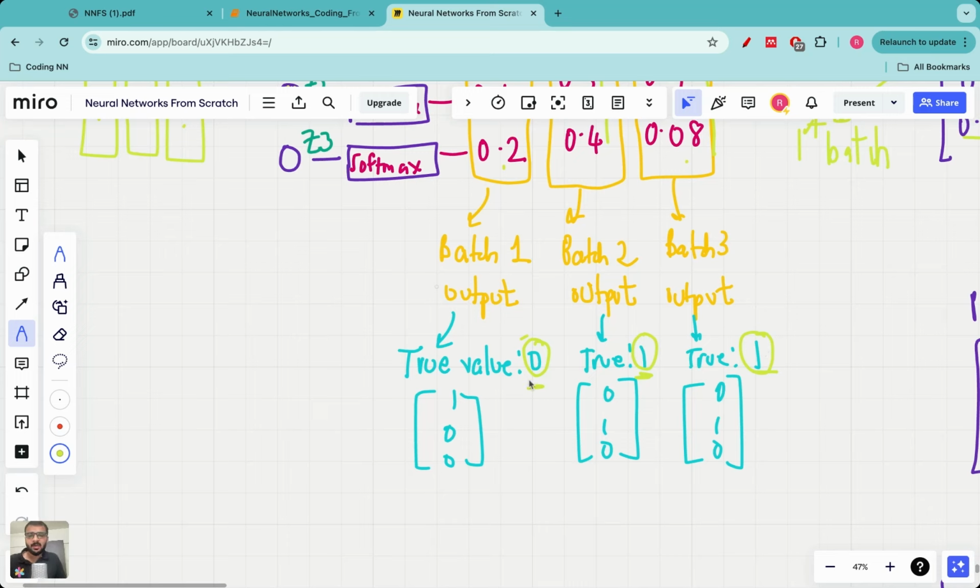This can also be written in a one hot encoding manner. So if the true value is the class number 1, then the one hot encoding of this is 1, 0, and 0. If the true value is class number 2, then the one hot encoding is 0, 1, and 0. And if the true value, let's say, of the third batch is 1, which means the second class, so the one hot encoding is again 0, 1, and 0.